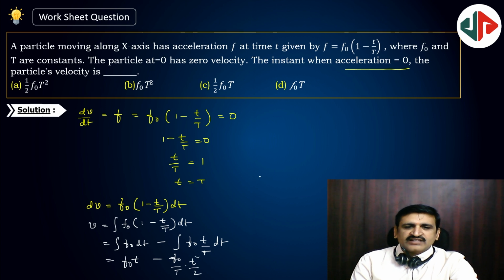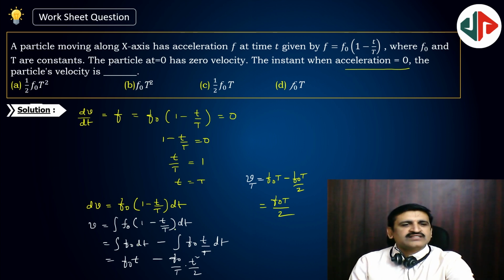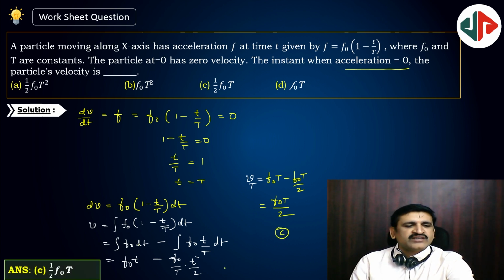So velocity at capital T is equal to f naught into capital T minus, here also if I substitute capital T, one T will go. So f naught T by 2 will be there. 1 minus 1 half. Full minus half. Yes. So this is f naught T by 2. F naught T by 2 is option C. Yes. Next.